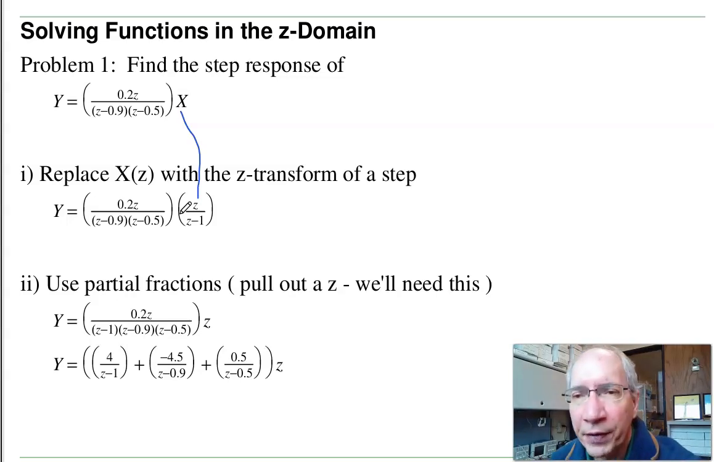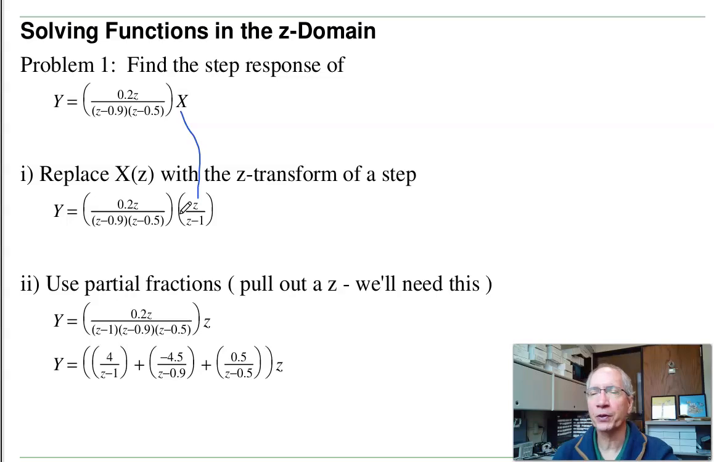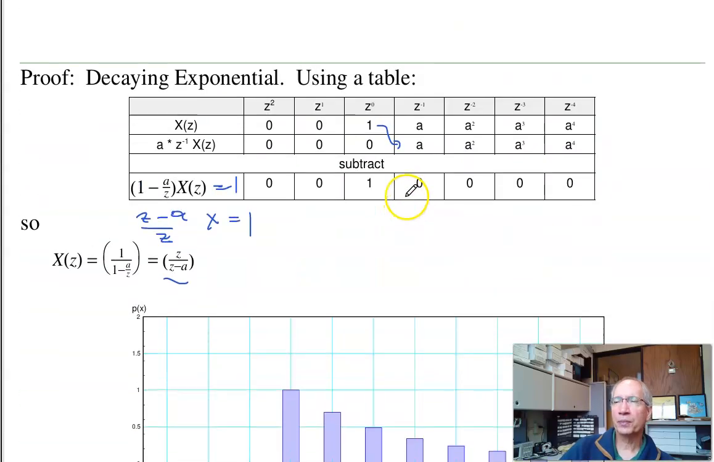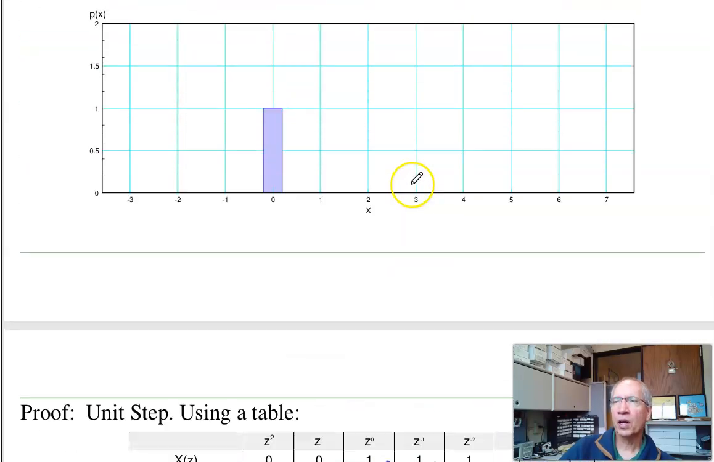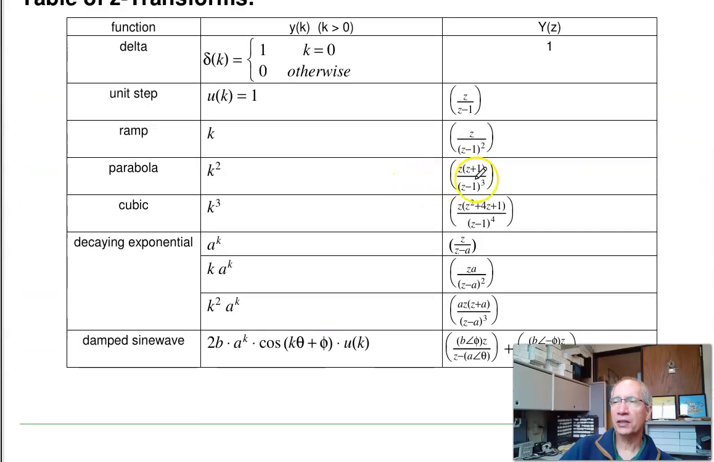If I want to find y of k, I need to take the inverse z transform. Now this is not in my table. Some tables have all these terms, but there's just too many degrees of freedom. One way around that is use partial fractions. Now if you notice in this table, all the terms had a z in the numerator. There's all the z's.